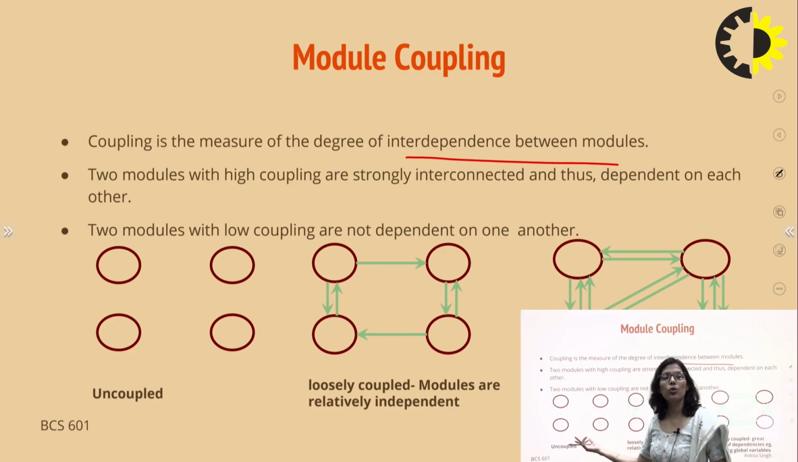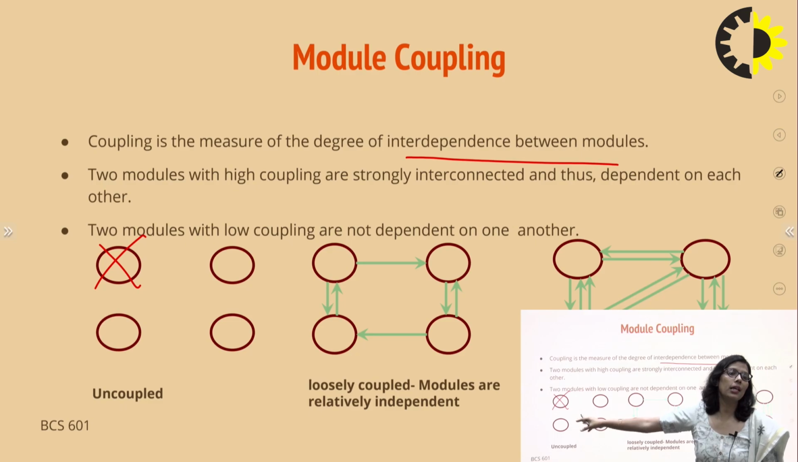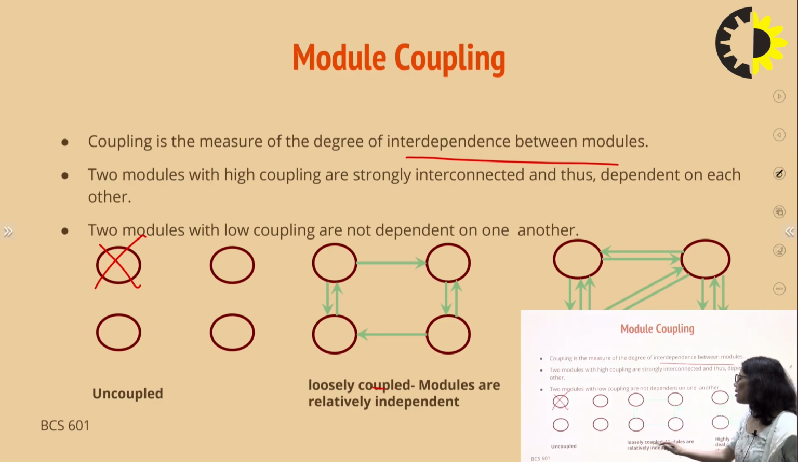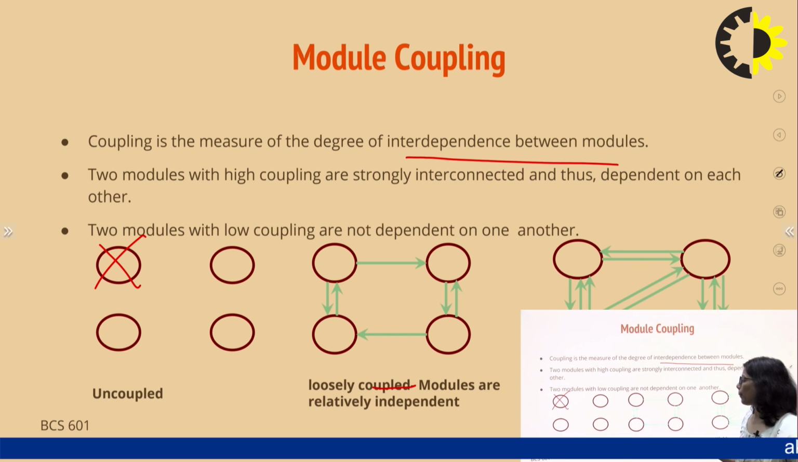Now this picture shows the uncoupled environment where the modules are not at all interacting with each other. So if one module fails, not much impact will happen. But this is not technically possible. Next is loosely coupled. The modules are relatively independent. For example, you can see there is independence, but very little. So if one module fails, it will impact only these two.